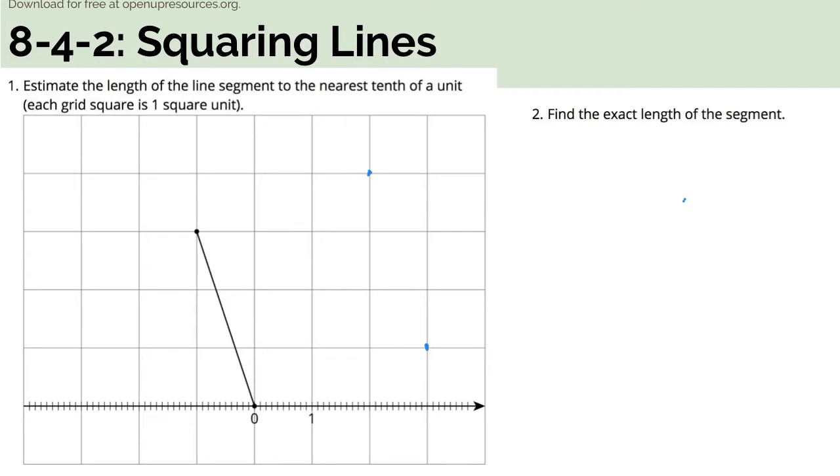Okay, we have another slanted line, and we're going to first estimate the length of the line, and then we're going to find the exact length. So do your estimate, and then to find the exact length, we'll go through that in a little bit.